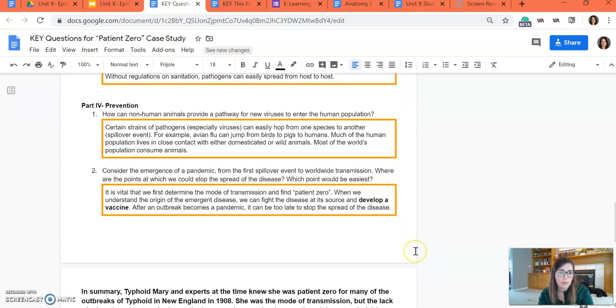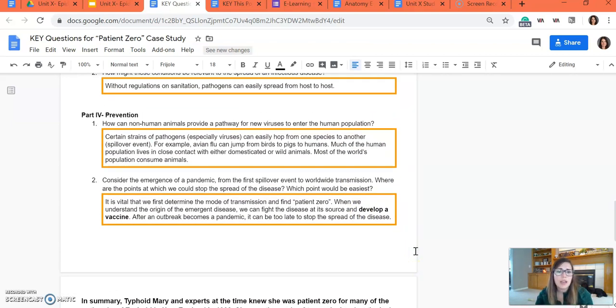Okay, and the last part, prevention. So how can non-human animals provide a pathway for new viruses to enter the population? So as stated earlier, certain strains of pathogens, especially viruses, can easily hop from one species to another, which is referred to as a spillover event. For example, avian flu can jump from birds to pigs to humans. That was in one of the videos.